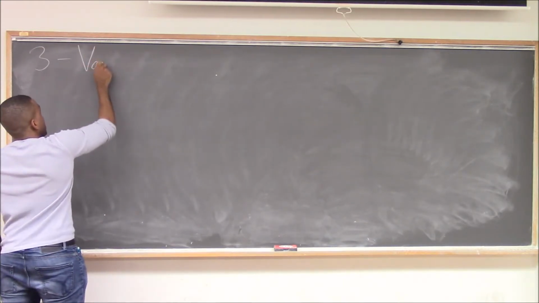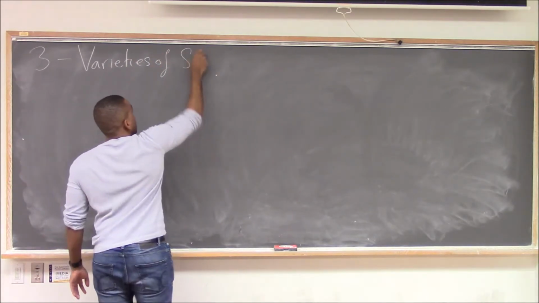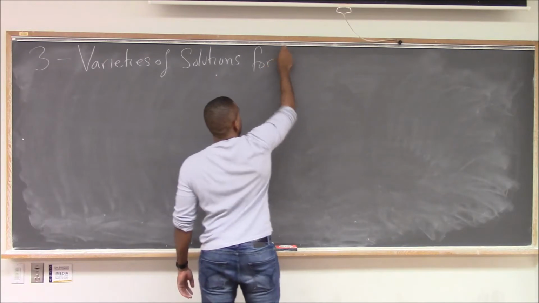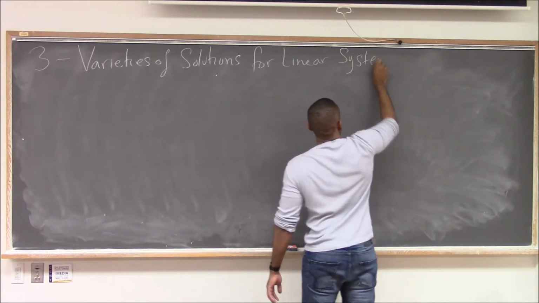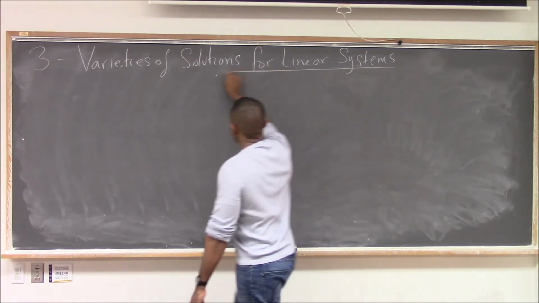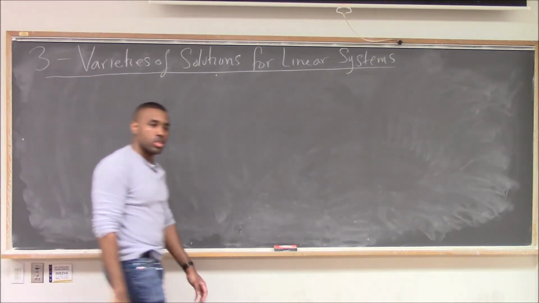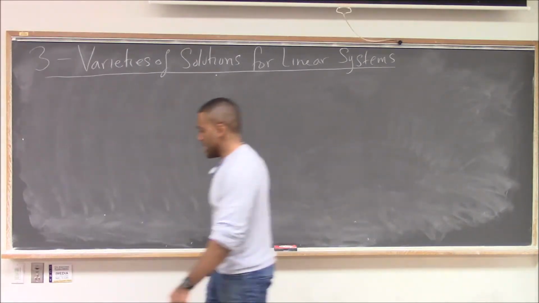It's entitled Varieties of Solutions for Linear Systems. It turns out that if you're solving a linear system of equations, there are only 3 possibilities for the solutions that you can have. And I'm going to describe them to you now.